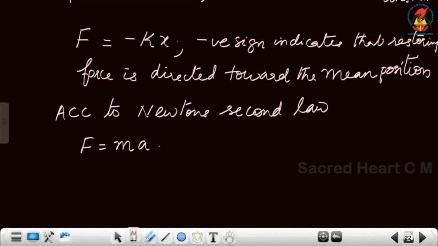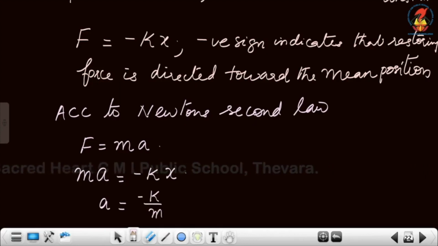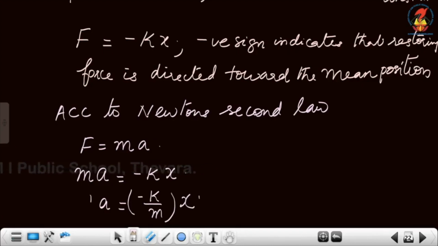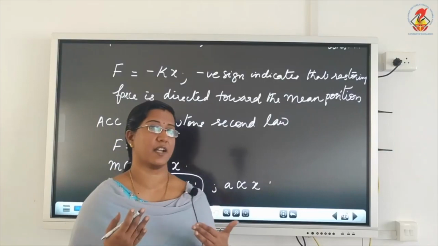Applied force and restoring force are equal, so we can write ma is equal to minus kx, or a is equal to minus k by m into x. Now, if you look into this equation, k is a constant, m is the mass, also a constant, which means a is proportional to x. Hence, we can define simple harmonic motion in terms of acceleration also.